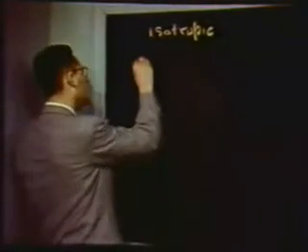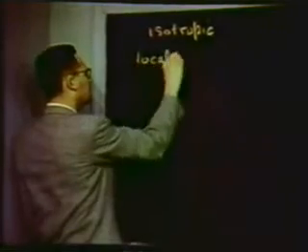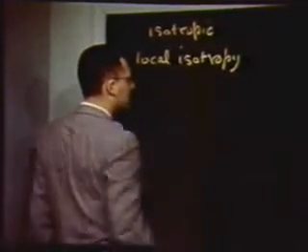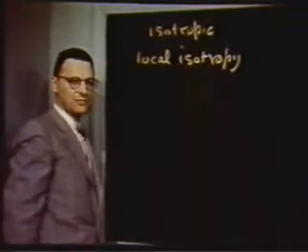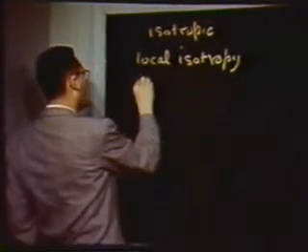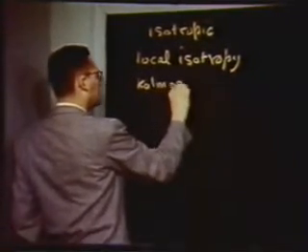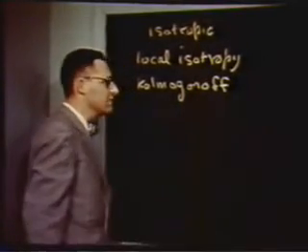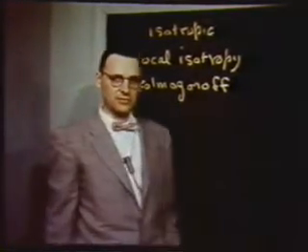This notion of local isotropy was introduced to turbulence theory by the Russian mathematician A.N. Kolmogorov about 1940, and has since received a fair amount of experimental verification.